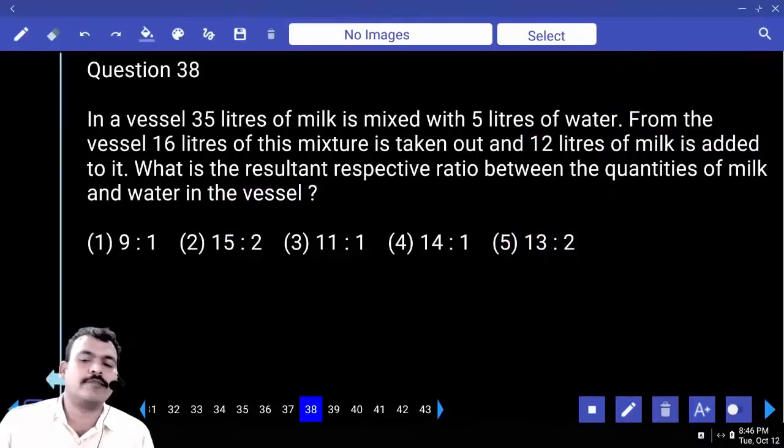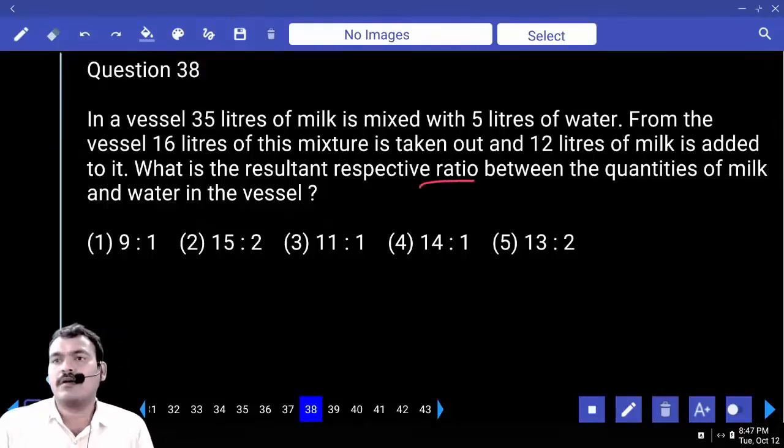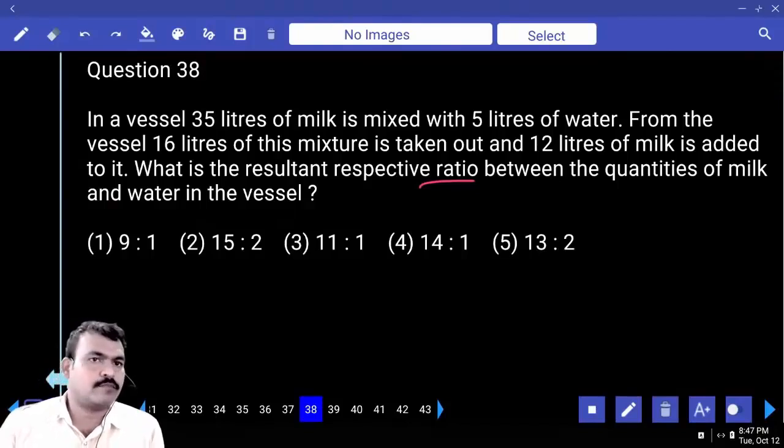38. In a vessel, 35 liters of milk is mixed with 5 liters of water. From the vessel, 16 liters of the mixture was taken out and 12 liters of milk is added to it. What is the resultant respective ratio between the quantities of milk and water in the vessel, or not? We required ratio or sum? Ratio. Final ratio or initial ratio? Final ratio, or not? Okay.